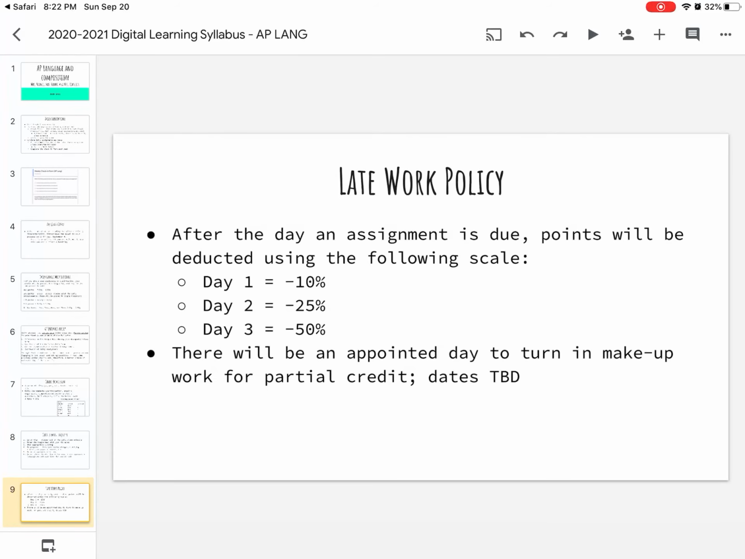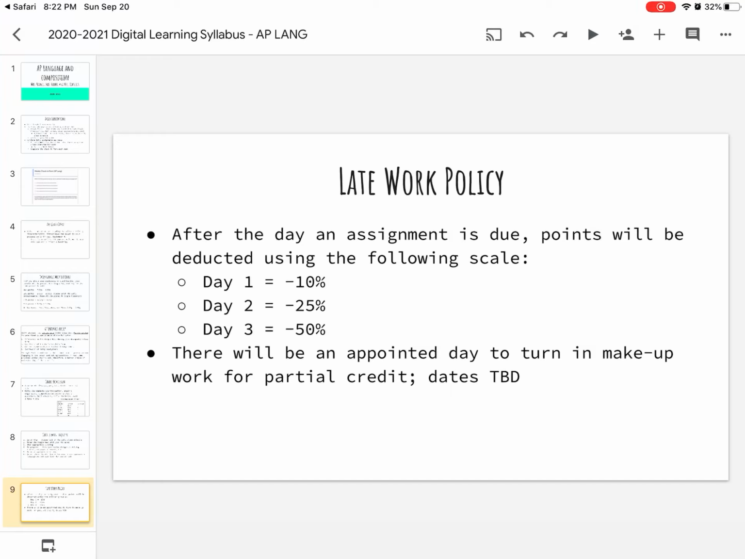Late work policy. After the first day, it's 10% loss of points. After the second day, it's 25%. And after the third day, it's 50%. Now, there are certainly extenuating circumstances and things that happen. I will say that this policy is rooted in a heart for wanting to make sure that we get work on time. And there are lots of reasons for that.